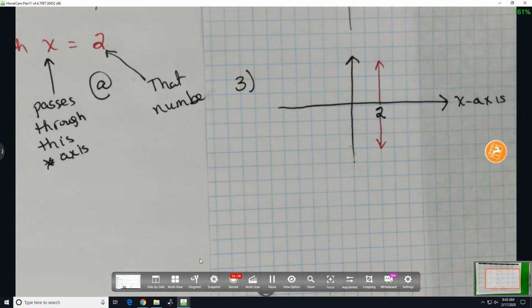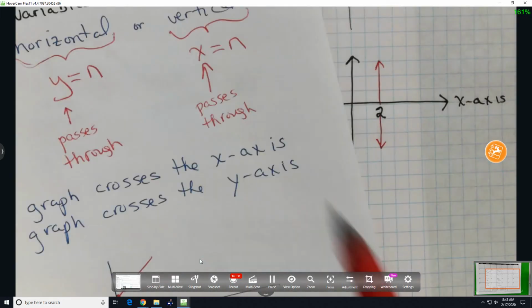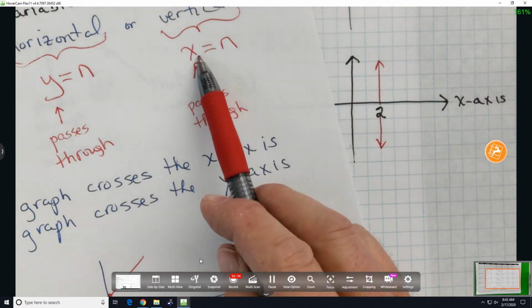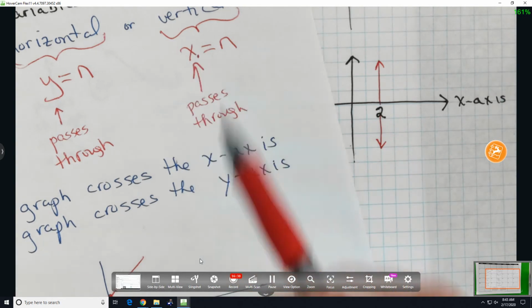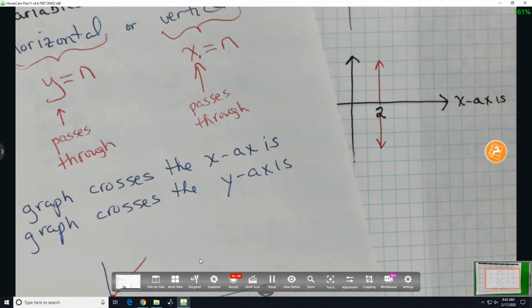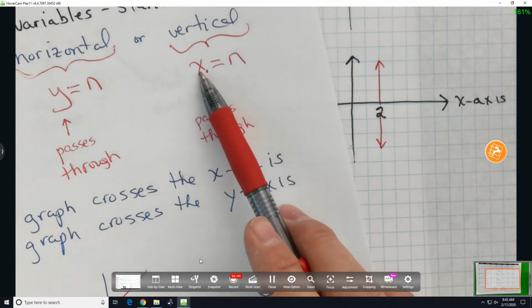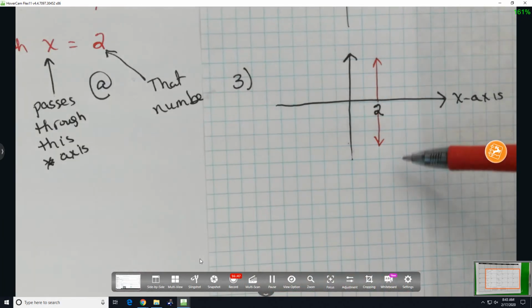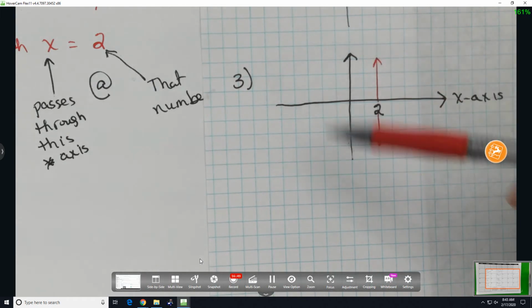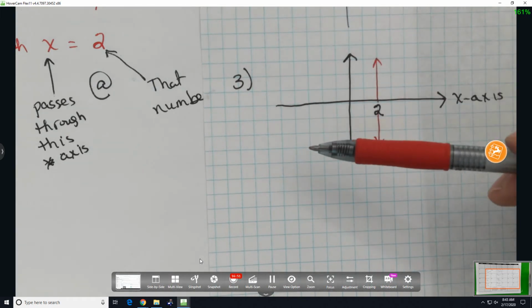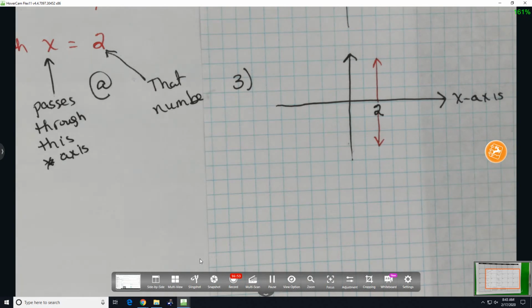That's why my brother said, if it says x equals, it's a vertical line. It's exactly the opposite of what you think. Most people think x-axis, horizontal. No. It's passing through the x-axis. The only type of line that's passing through the x-axis is a vertical line. So there's not really a lot of work to do on that one.